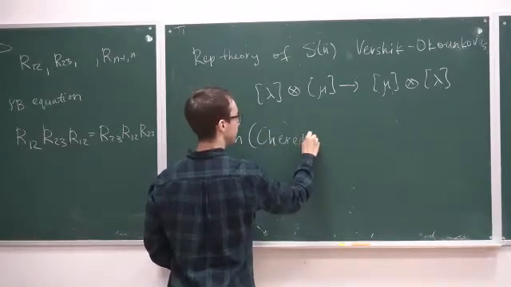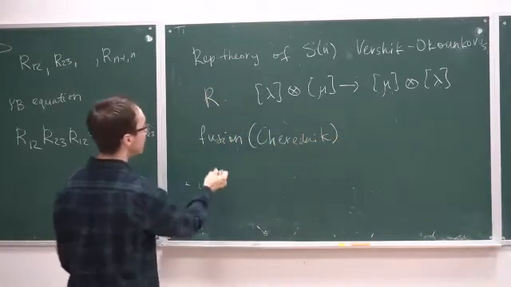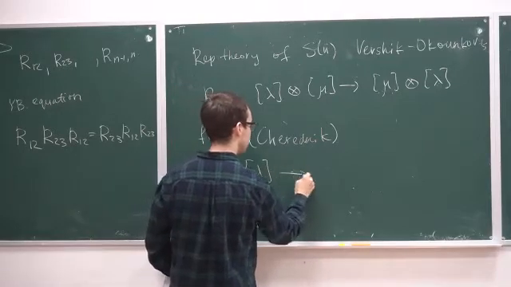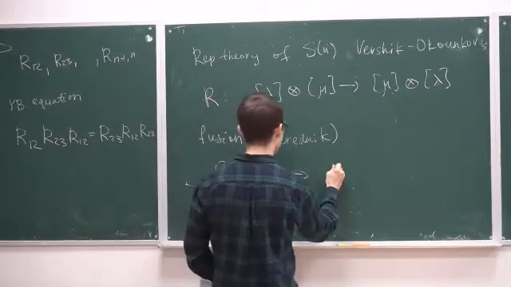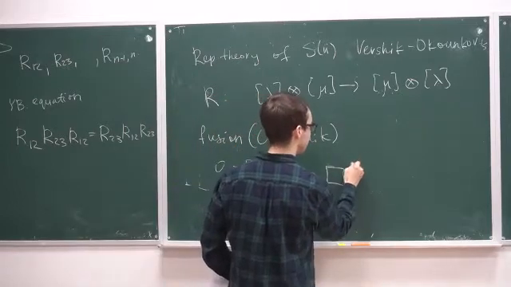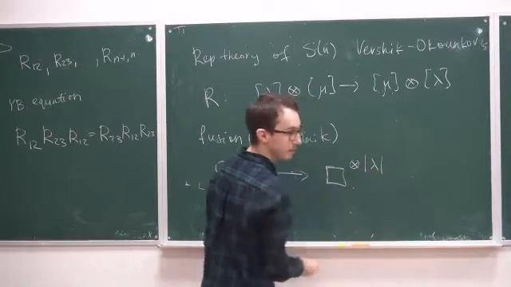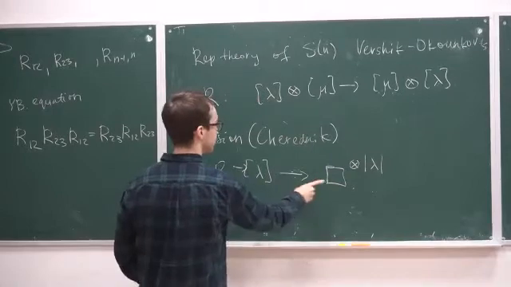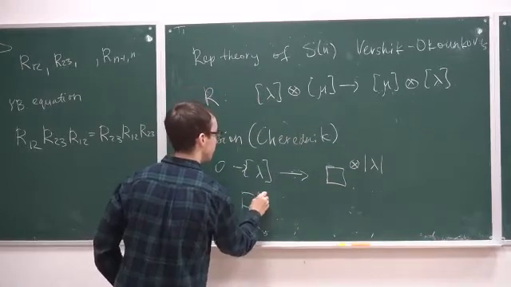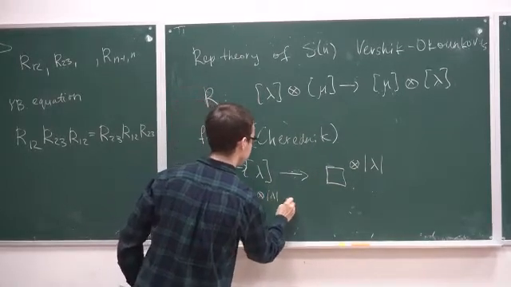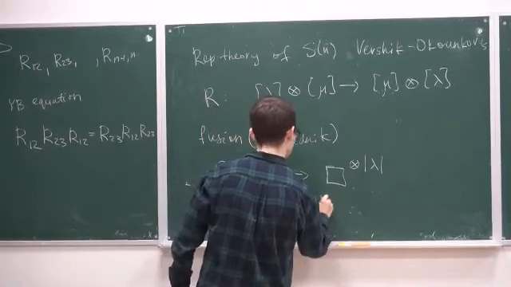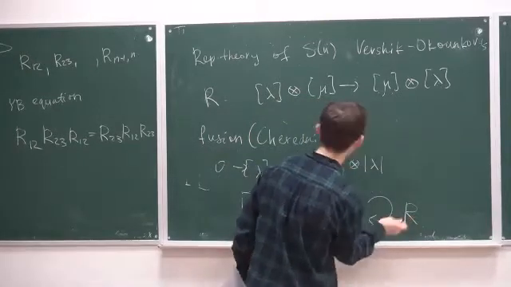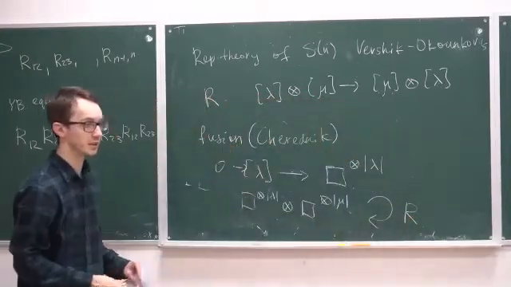Cherednik and others. We can invert any representation lambda to a single box to the power of the number of boxes in lambda, and we can then consider our R matrix between these products of fundamental representations. This is our matrix, and we restrict it to the subrepresentations.